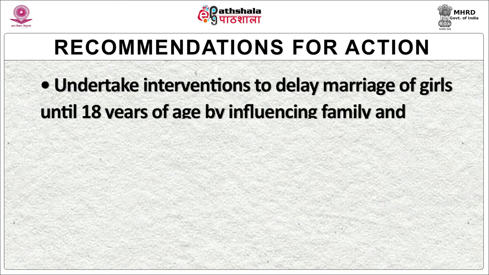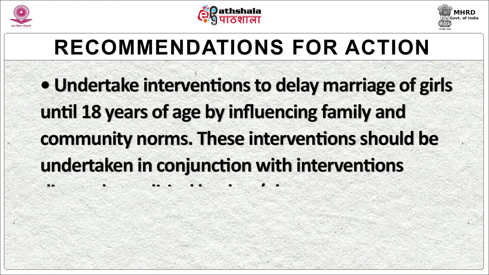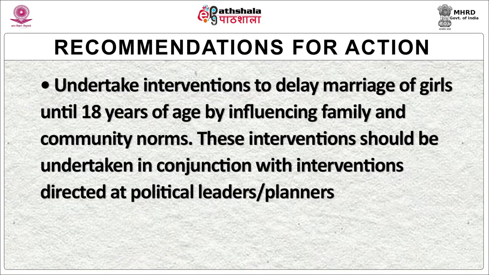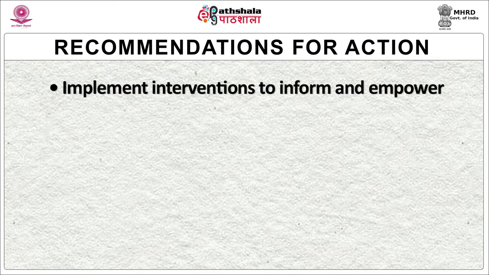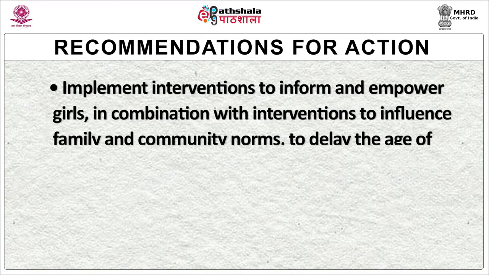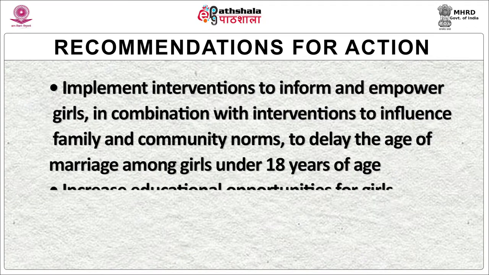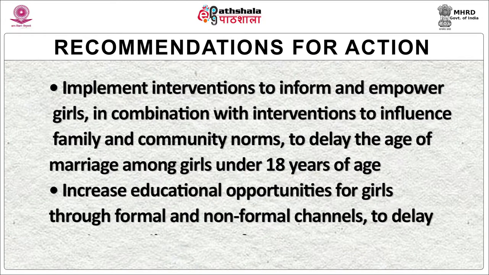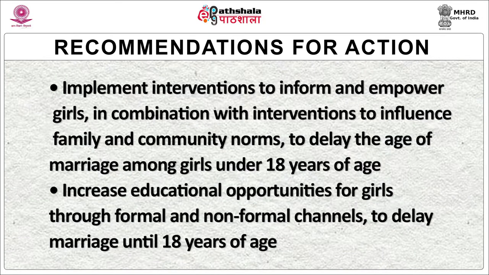Thirdly, undertake interventions to delay marriage of girls until 18 years of age by influencing family and community norms, and these interventions should be undertaken in conjunction with interventions directed at political leaders and planners. Implement interventions to inform and empower the girls in combination with interventions to influence family and community norms to delay the age of marriage among girls under the age of 18 years. Also, increase educational opportunities for girls through formal and non-formal channels to delay marriage until 18 years of age.